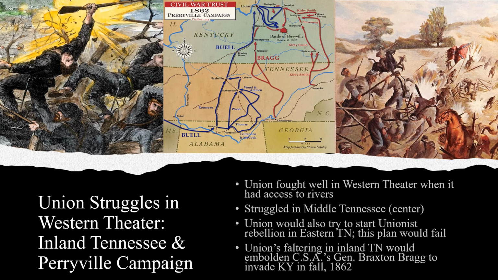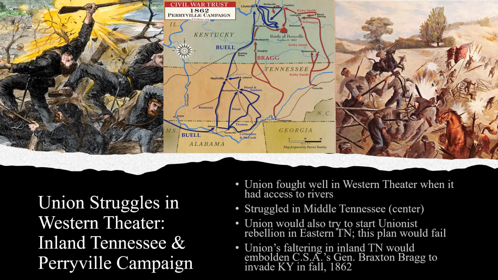The Union did well in the Western Theater when its armies and navy had access to navigable rivers and sea lanes. The Union would struggle in parts of the Western Theater that were more geographically isolated, like the mountains of eastern Tennessee. Although the Union had taken control of western Tennessee, along the Tennessee and Cumberland rivers, eastern Tennessee eluded them. Instead, the Union sought to incite eastern Tennessee's Unionist population to rise against the Confederate government.